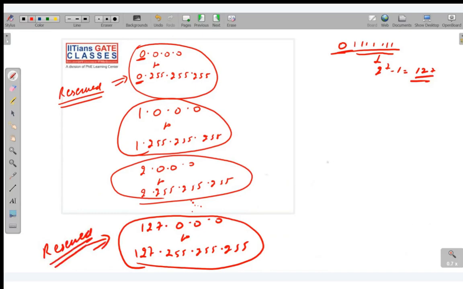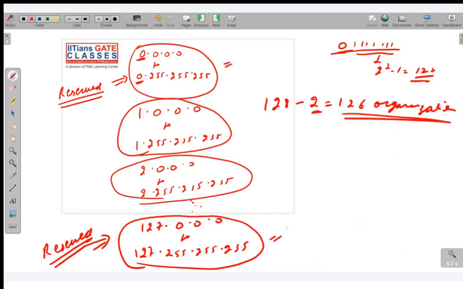So totally, how many organizations can we have? We have 128, it can be given to 128, but actually we are giving to 128 minus 2, that is 126 organizations only. So class A IP address is given to, first of all, what we have written, it can be given to 128 organizations. Now I will say, but it has been given to 126 organizations only, because the first block and last block are reserved.